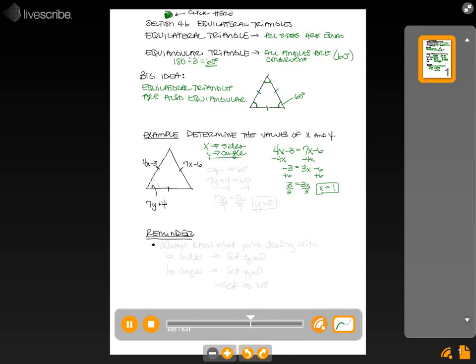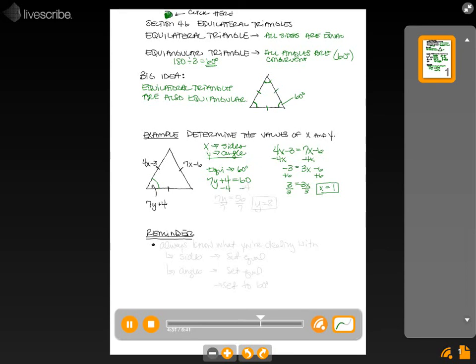Since it's one angle of an equilateral triangle, the angles are 60 degrees because it's also equiangular. So we can take 7y plus 4 and set it equal to 60. Now, again, we do that because all of the angles in an equilateral triangle have to be the same. They all have to be 60. So if I know that this angle here is 7y plus 4, it also has to be 60. Those two things need to be equal.